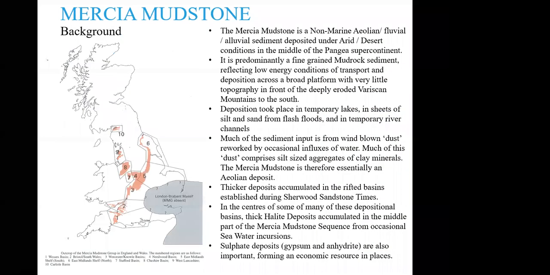Much of the sediment input is actually from wind-blown dust, and then it is reworked by occasional influxes of water. Much of this dust comprises silt-sized aggregates of clay minerals. The Mercia mudstone is therefore essentially an aeolian deposit, and in the geological history, it's probably a fairly unusual deposit.